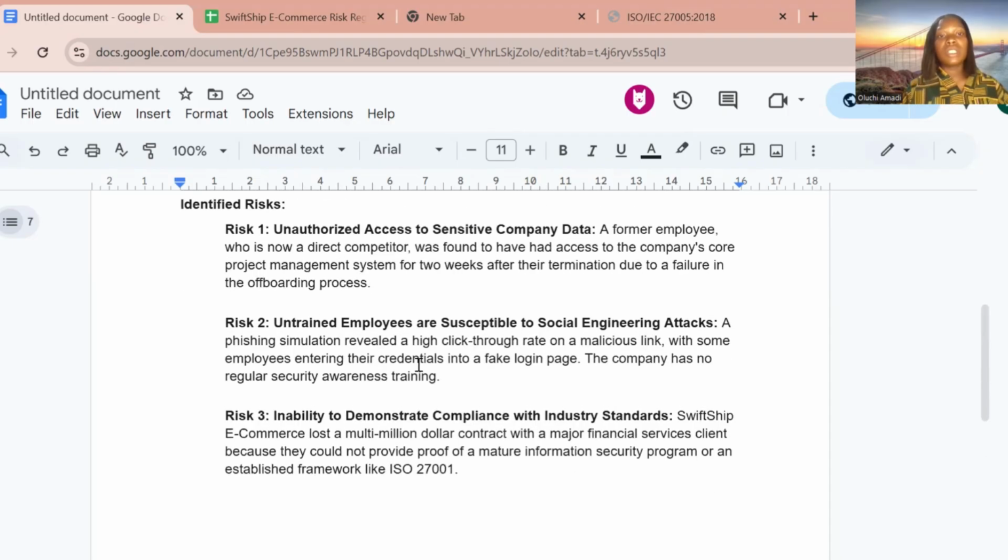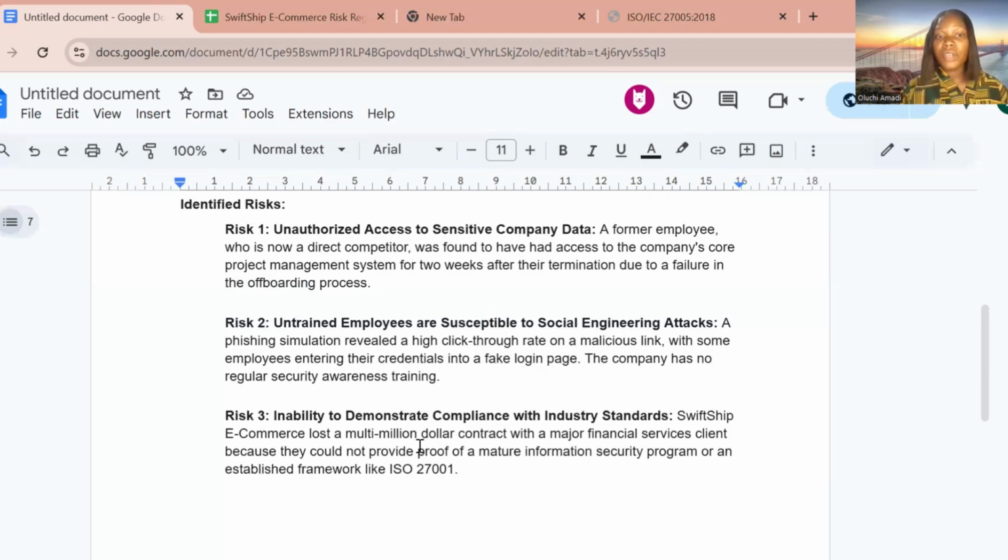So the second risk is untrained employees susceptible to social engineering attack. SwiftShop have not been conducting a cybersecurity awareness program. Of course, if they had been performing a cybersecurity awareness program, they would be able to know about this access control, and how to properly offboard people when they have stopped working for them.